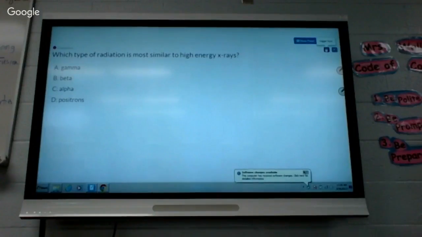Which type of radiation is most similar to high energy X-rays? Ooh. Oh, I know this one. Which one's most similar to high energy X-rays?